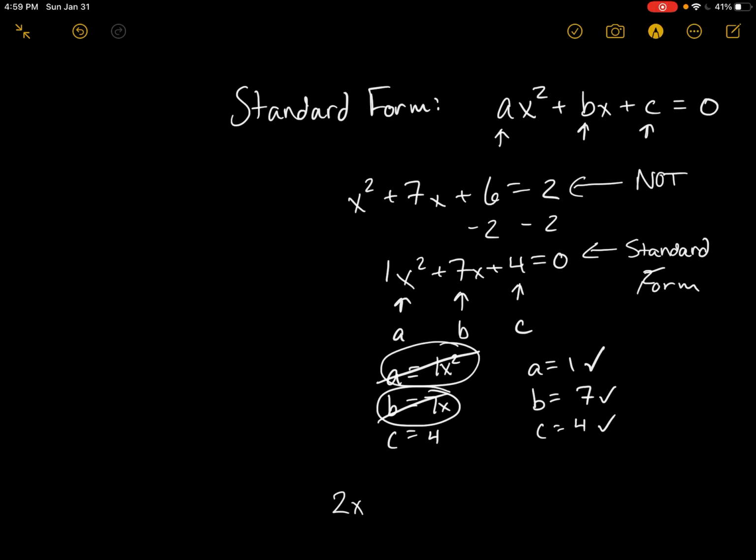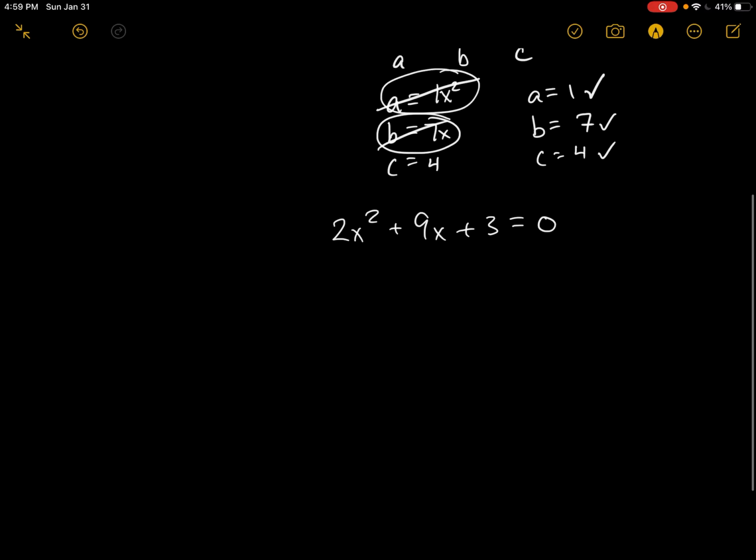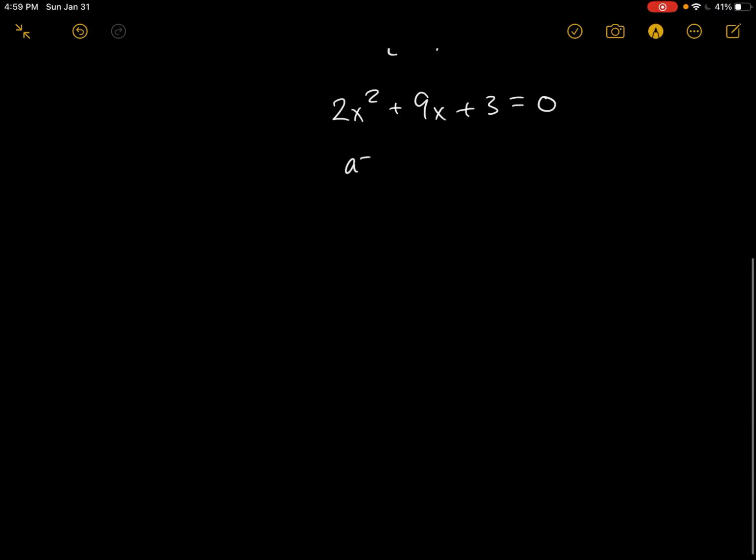Let's do one more. What if we have like 2x squared plus 9x plus 3 equals 0? So again, in this case, a equals 2, b equals 9, and c equals 3. And again, just our numbers here, nothing more. One more time through for a little bit of practice.